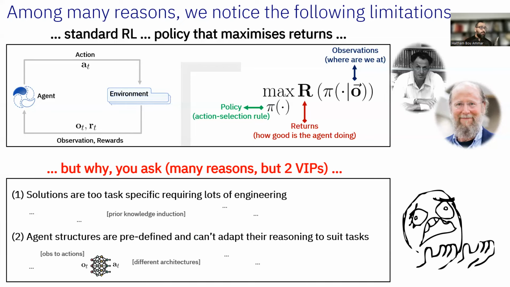The second problem is that the agent structure and reasoning structure, how it decides to take an action in the environment, is actually prefixed. For example, if you're dealing with image-based reinforcement learning problems, then you would typically have a convolutional network-based model. If you're dealing with textual reinforcement learning, maybe your policy would be based on a large language model and so forth.